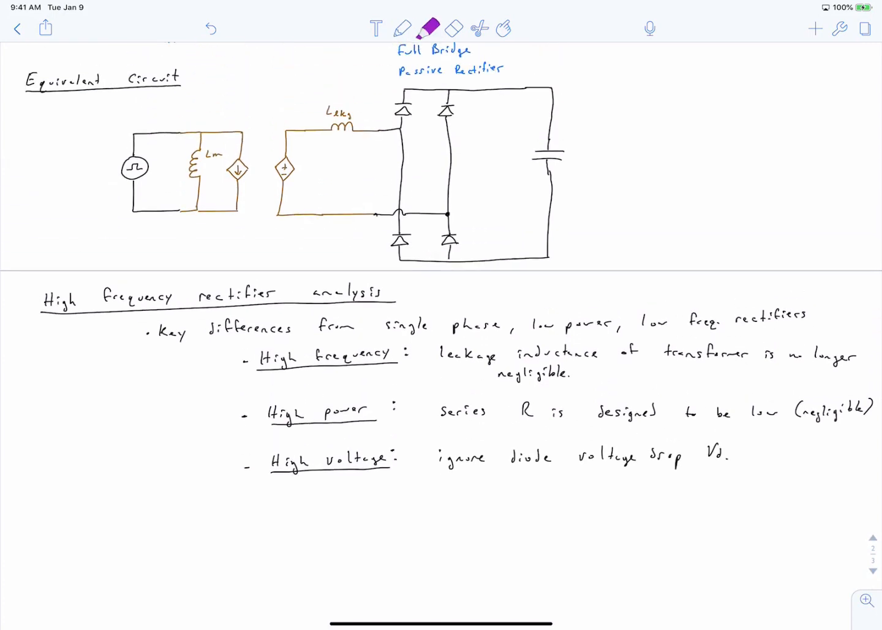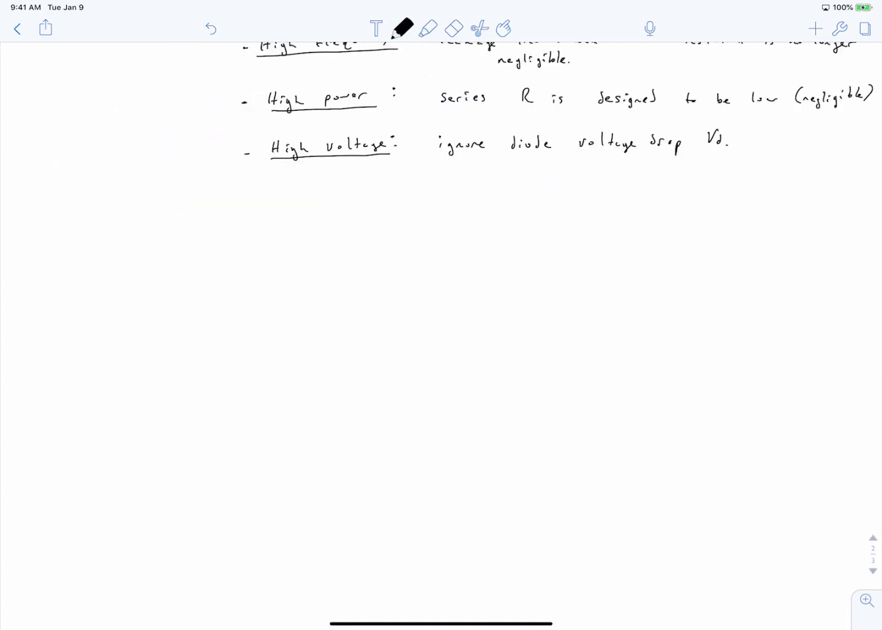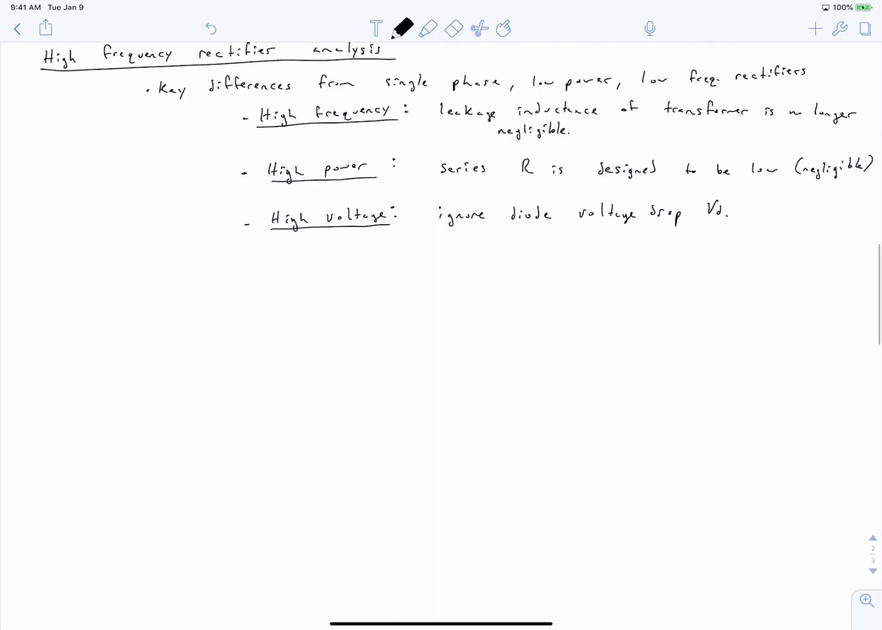So let's now redraw this equivalent circuit here, but only including components that are necessary to study the rectifier operation. That is, we're going to replace all of this by an effective voltage source right here. And this is the same as we did in the beginning of the semester, only now we're going to be implementing these changes.